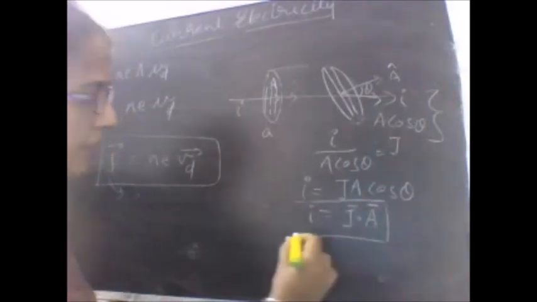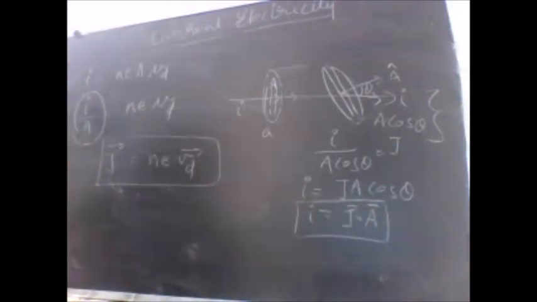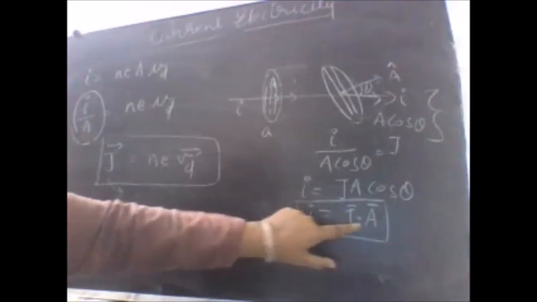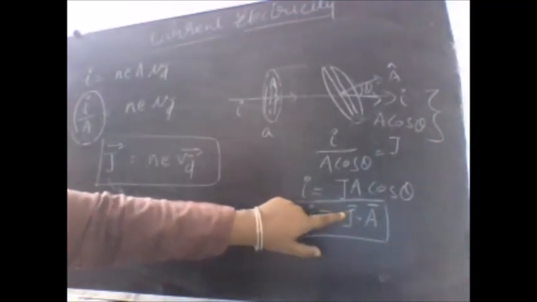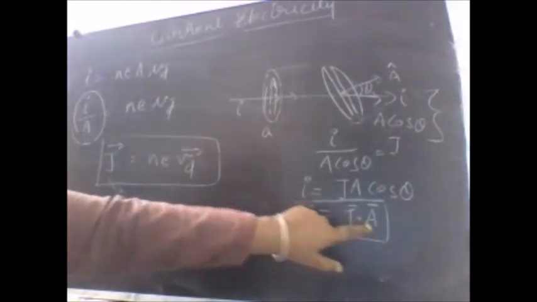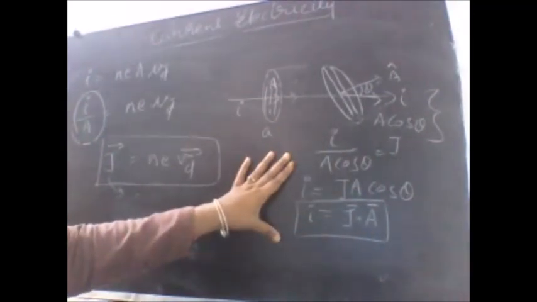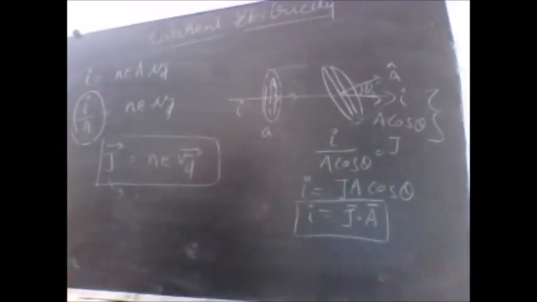Now this formula is actually well justifying the scalar nature of the current. I am now very much justifying, saying that okay, current here is a scalar term. It is the dot product of two vector quantities. Which are the two vector quantities? Current density and the area vector. This is a very important concept. Numerical might come in the board exams, so note it down carefully.